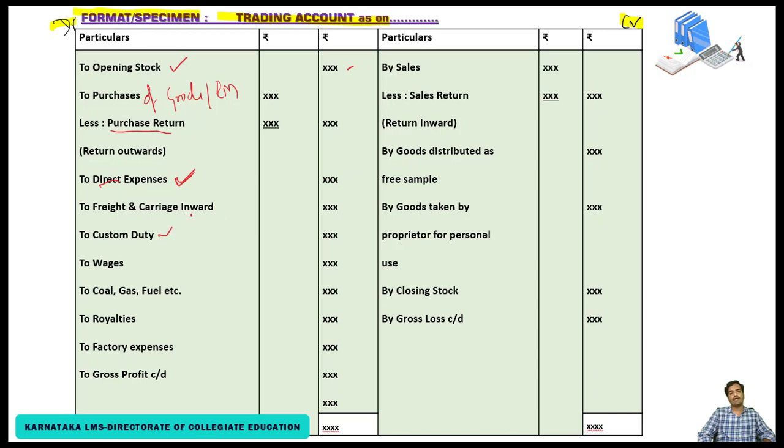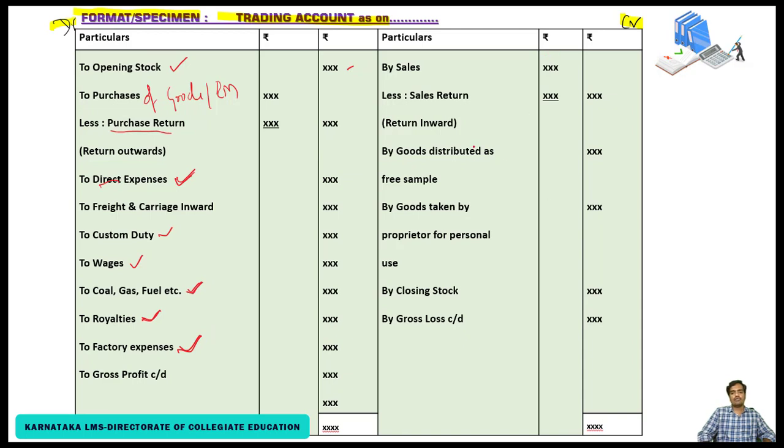And customs duty that has been paid on the raw materials or goods purchase must be recorded over here. And wages, labor wages, and coal, gas, fuel, etc., which are related to the production activities. So expenses related to production activities must be recorded over here. And royalties that are related to the manufacturing activity. And factory expenses, if any, must be recorded here.